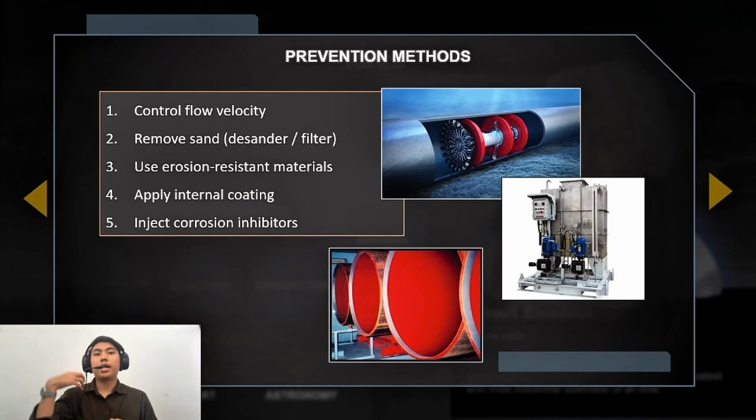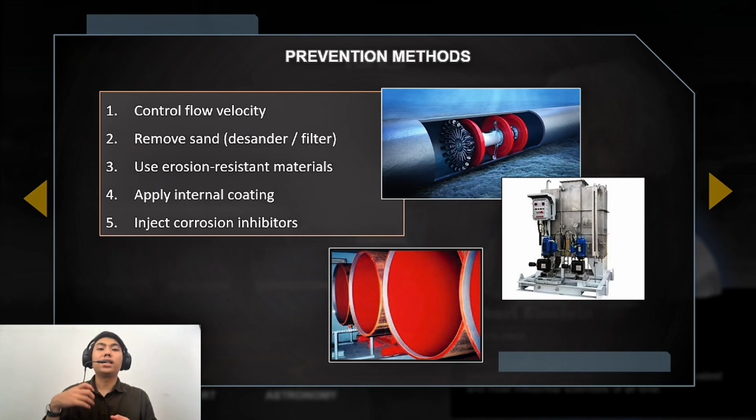Next, these are the prevention methods used to reduce erosion corrosion in subsea pipelines. First, control the flow velocity. If the flow is too fast, erosion will increase. So the velocity must be kept within a safe limit. Second, remove sand using desanders or filters, because sand is the main cause of erosion. Third, use erosion resistant materials, especially for high risk areas like elbows.